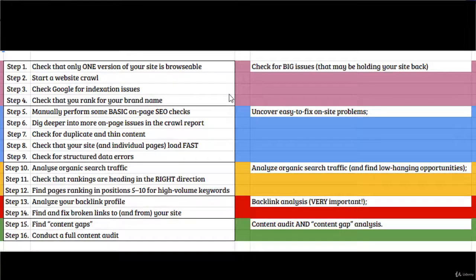The next, blue color indicates issues that are easy to fix and depend on on-page and technical SEO. Steps 5 to 9 are related to on-page. The next, steps 10 to 12, are about organic search traffic. Steps 13 and 14 require backlink analysis, and steps 15 and 16 require a content audit, that is, how well you are performing with content. Most importantly, you don't perform this big audit for a new website. You need a big, standard website that is already in the industry or already in the search engine. Only on that website can you perform these steps.